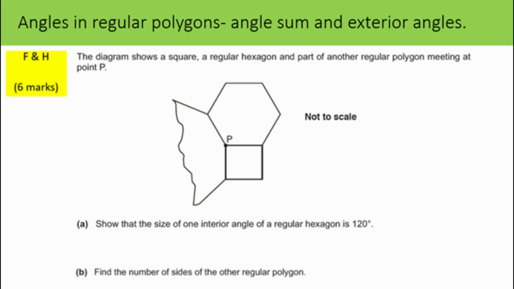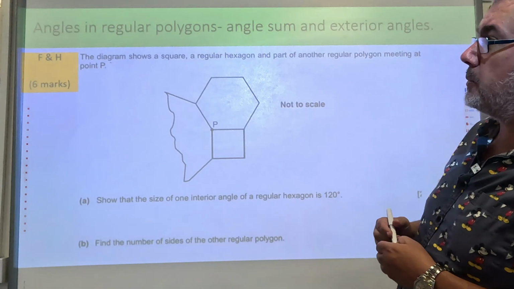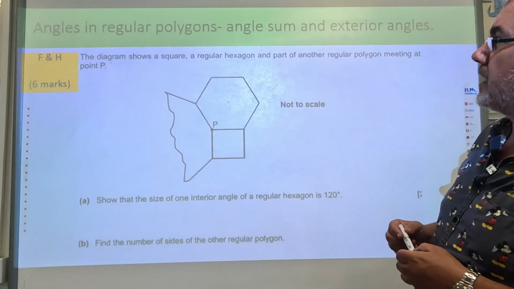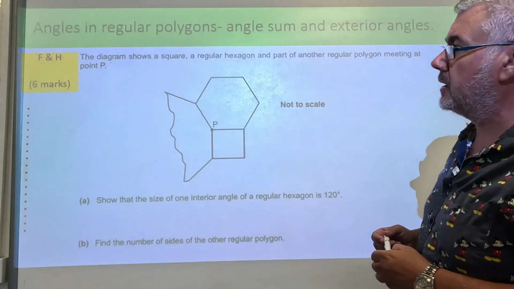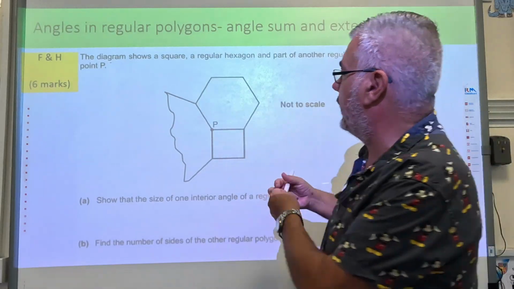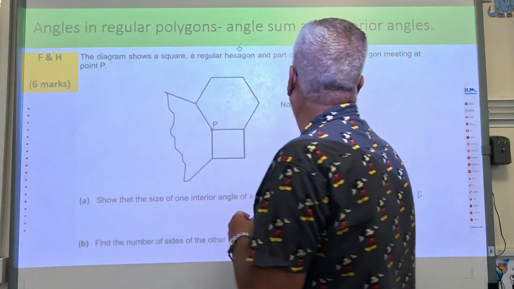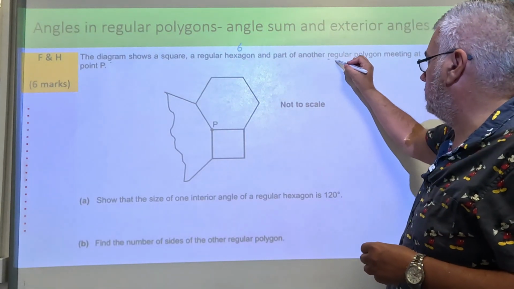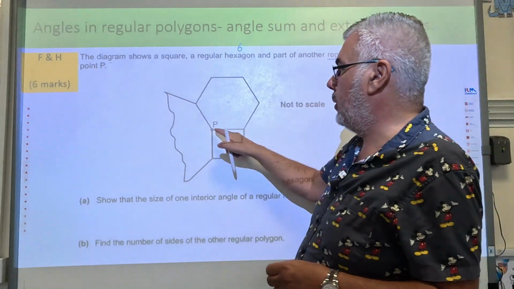When you're ready, pause the video and give it a go. So this is today's question, a slightly harder one today. Angles in regular polygons, angle sum and exterior angles. The diagram shows a square, a regular hexagon. Hexagon has 6 sides, and part of another regular polygon meeting at point P.